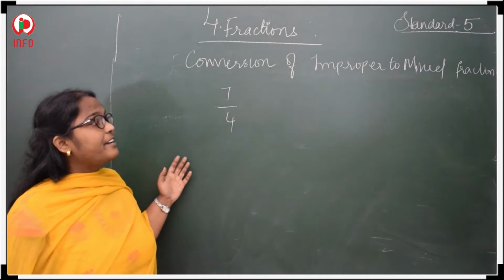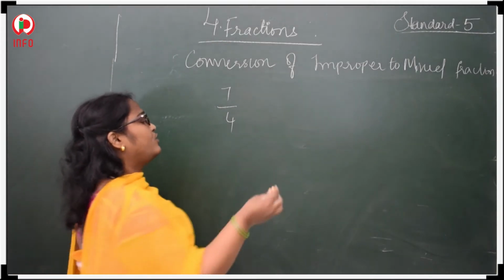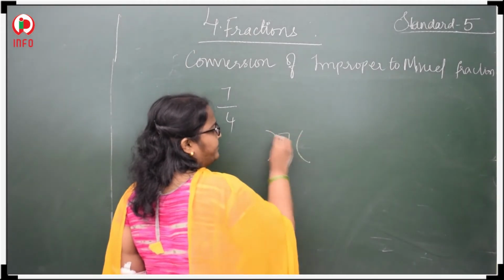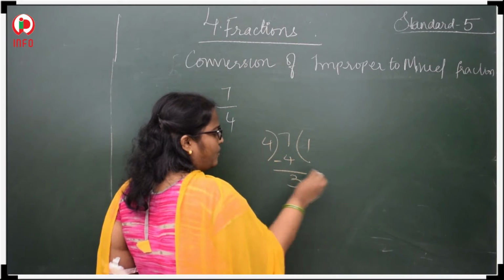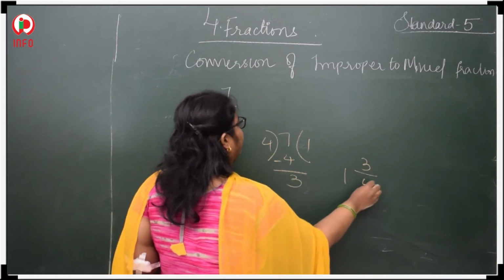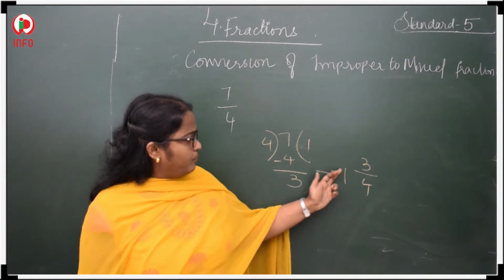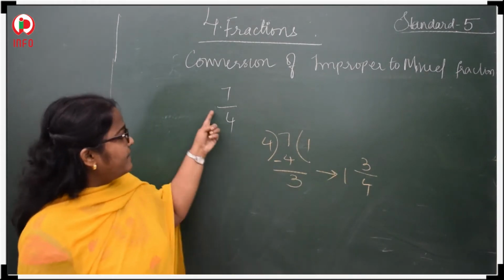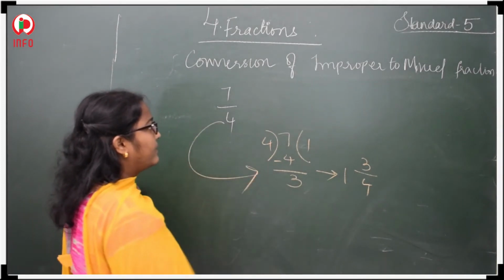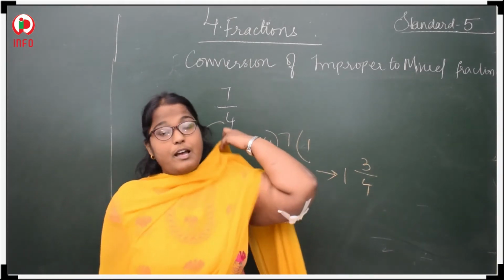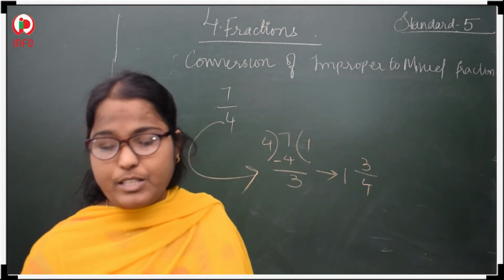Next topic is conversion of an improper fraction to a mixed fraction. How do we need to do it, children? We need to divide. 5, 6, 7. So how do we have to write? 1, 3 by 4. Okay? So 4 ones are 4. 4 plus 1, how much? 7. 7 by 4. In this way, you need to convert the improper fraction to the mixed fraction. Here it is given that the mixed fraction of 7 by 4 is 1, 3 by 4.